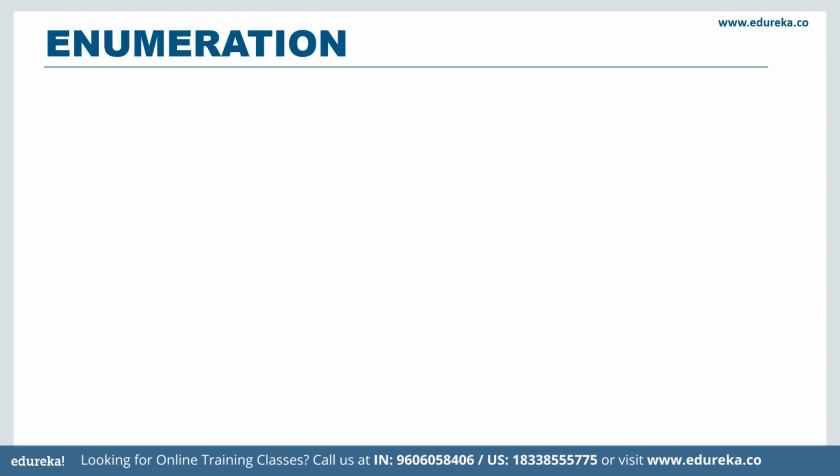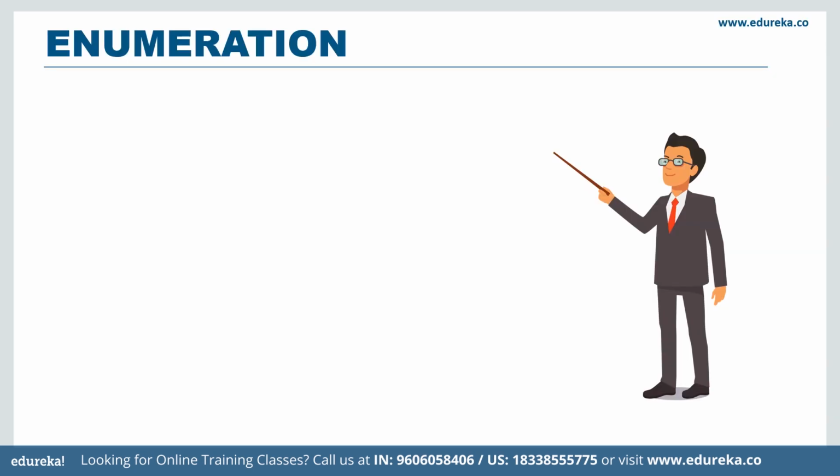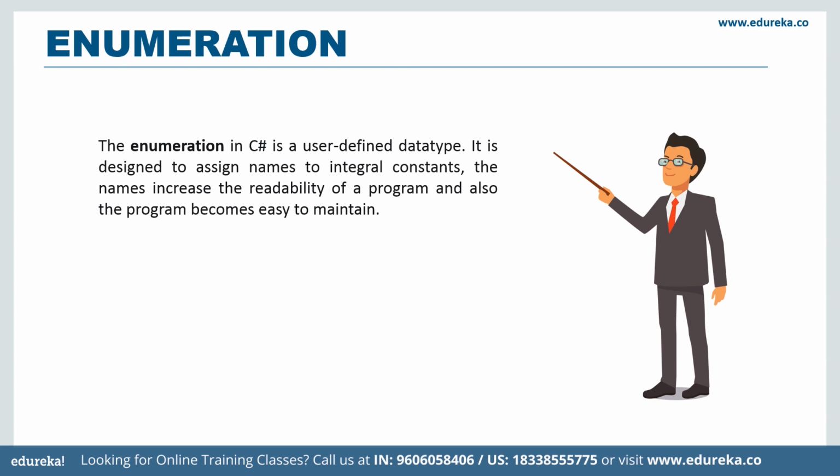So what is enumeration? The enumeration in C# is a user-defined data type. It is designed to assign names to integral constants. The names increase the readability of the program and also the program becomes easy to maintain. Now, let us see an example based on enumeration and understand that in a much better way.